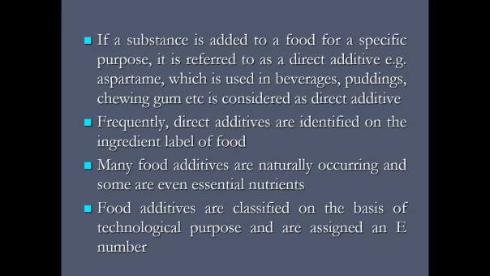in the ingredient section of packaging. Many food additives are naturally occurring and some are even essential nutrients. Food additives are classified on the basis of technological purpose and are assigned an E number. So E number refers to a particular additive like E601.